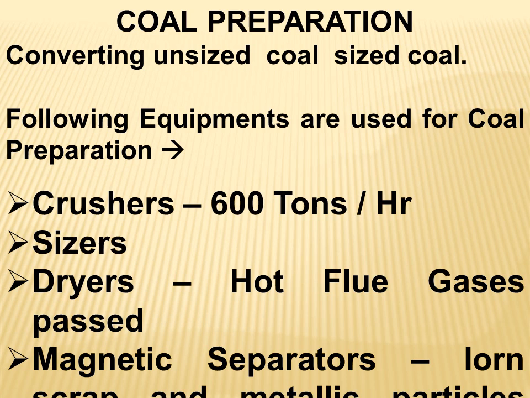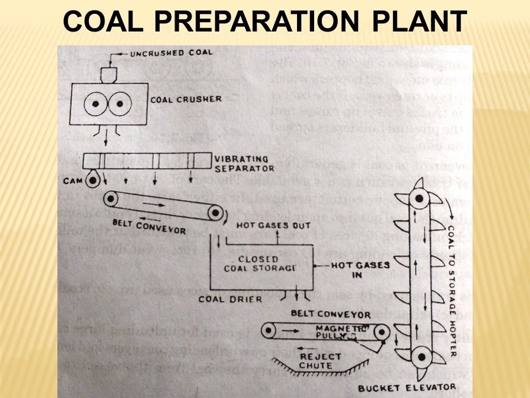Before supplying the coal to the storage hopper, the iron scrap and particles are removed with the help of magnetic separators. Okay, so you can see the figure here. The removal of iron particles is necessary as they may choke the burners and may increase the wear of handling equipment. The separator is usually a magnetized pulley over which the loaded coal belt is run.